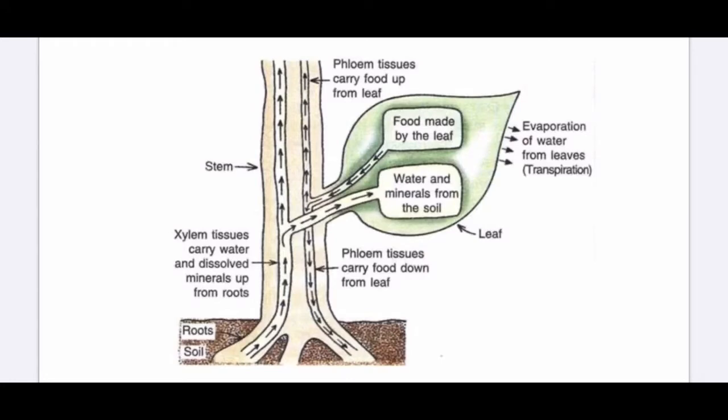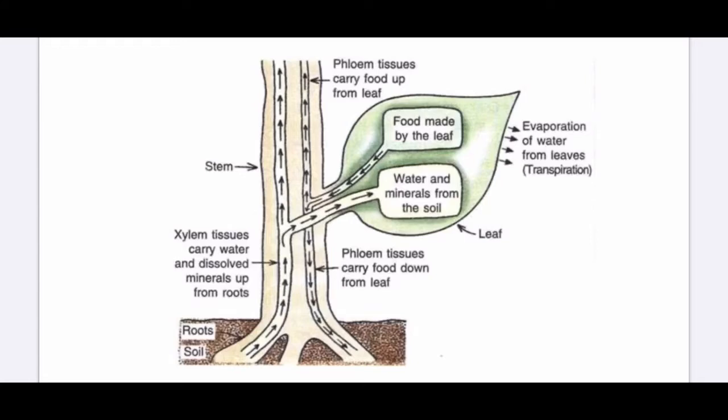Now we will study how stem helps in conduction of water. In this diagram, you can see the internal structure of stem. As our organs are made up of some tissues, in the same way, plants also have two main tissues, xylem and phloem. You can see arrows in this diagram. Some arrows are going upward, some arrows are coming downwards. Xylem helps in conduction of water and minerals from soil to the leaves.